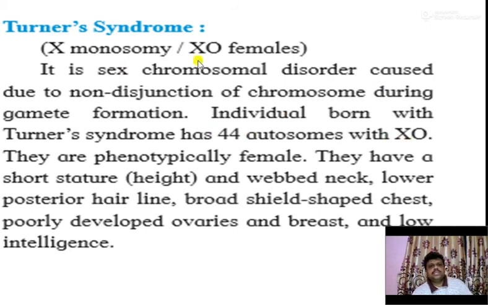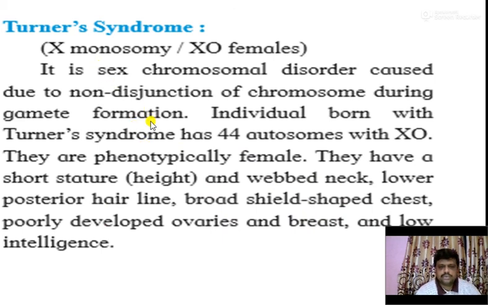So let us see, it is a sex chromosomal disorder caused due to the non-disjunction of the chromosomes during gamete formation. Individuals born with Turner syndrome have 44 autosomes with X0. So they are phenotypically female. They have short stature or height, a webbed neck, lower posterior hairline, broad shield-shaped chest, poorly developed ovaries and breasts, and low intelligence. So these are different symptoms found in a female suffering from Turner's syndrome.